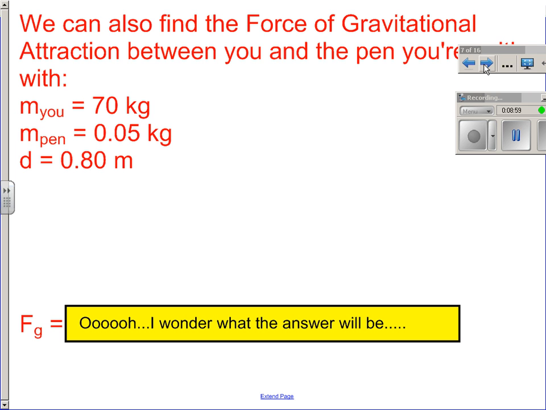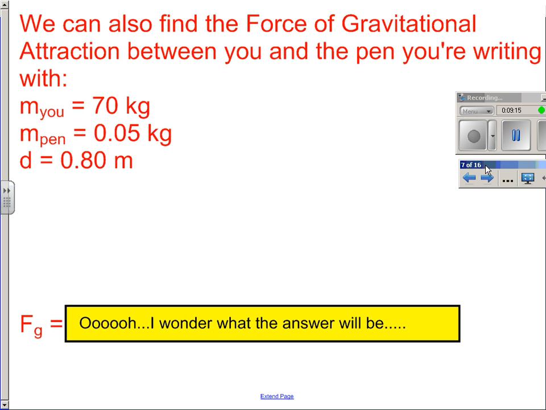So here's another example. It's almost the exact same thing, but I just want to point out that it works. You could find the force of gravitational attraction between you and the pen that you're writing with right now. Okay, so what you would do is you'd use the force of gravity equation.